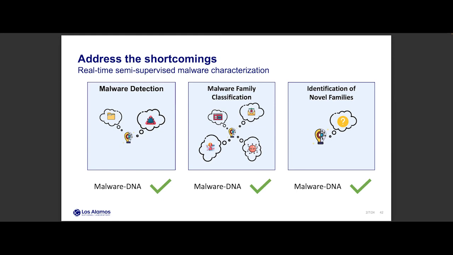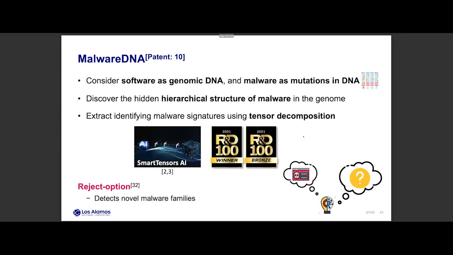So the next method that I will present is called Malware DNA. It's a real-time semi-supervised malware characterization method. So they can simultaneously detect benignware, separate them from malware, take the malware and classify it into families, and at the same time identify if there's a novel malware family.